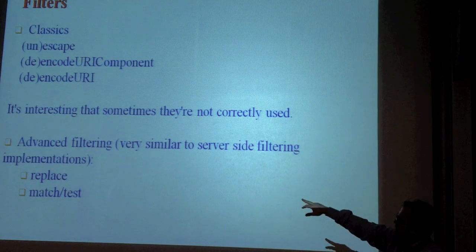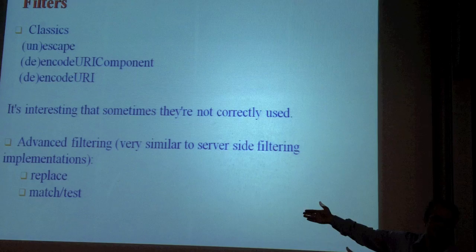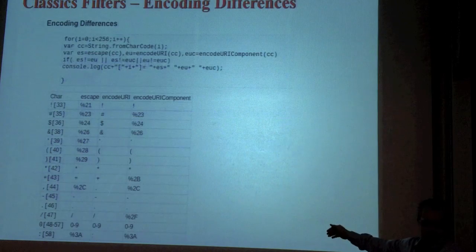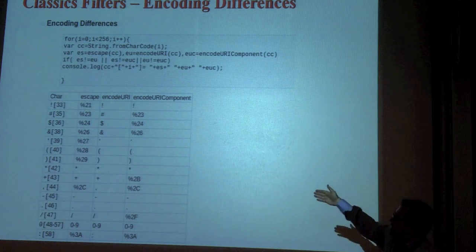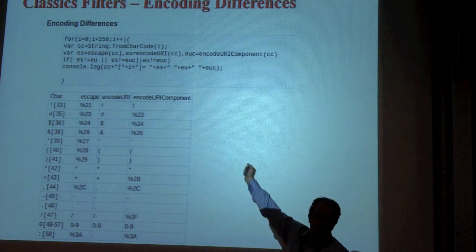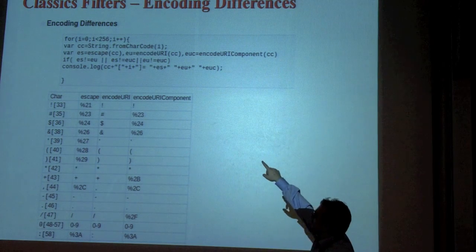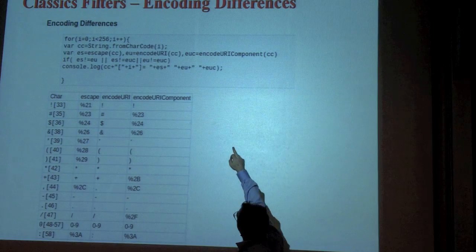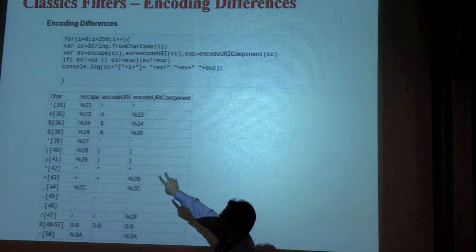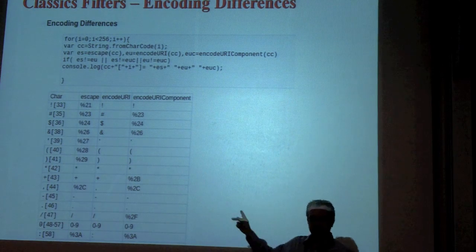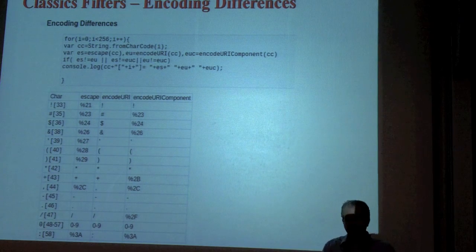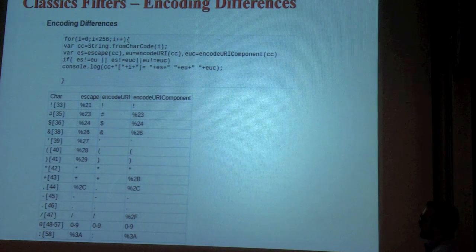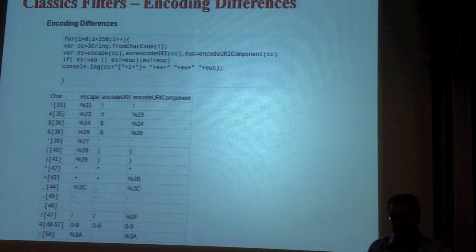The advanced filtering is about replace, match for conditions, for present conditions, and so on. In this case, I wrote this simple JavaScript code snippet to understand where escape, encodeURI and encodeURIComponent behave differently. So in that case, I know if a filter is being applied in the wrong context.